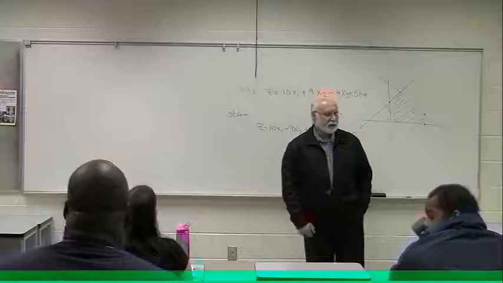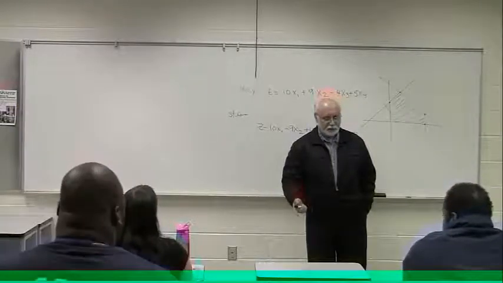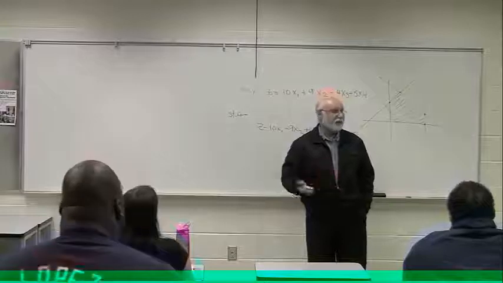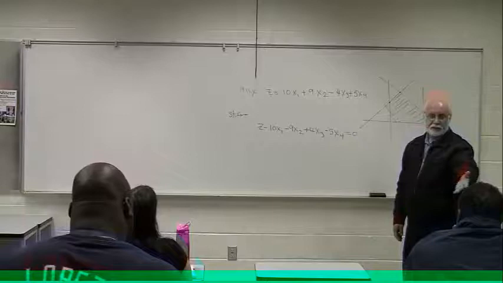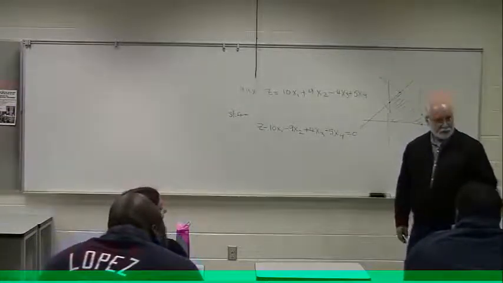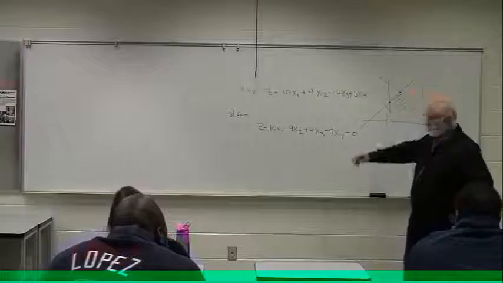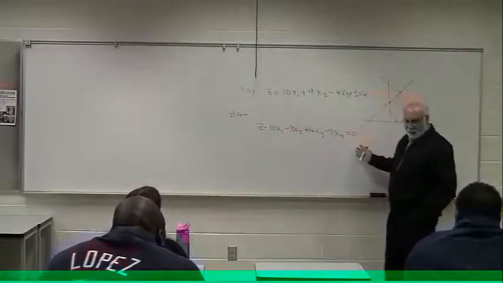How do you select the entering variable? You go with the most negative in the zero. That's common sense. We can call that Warren's rule instead of simplex method. Okay? That's what this is.